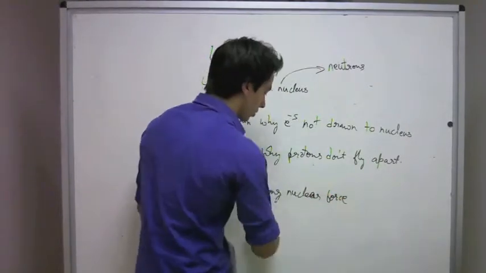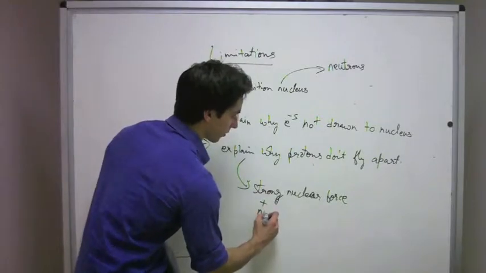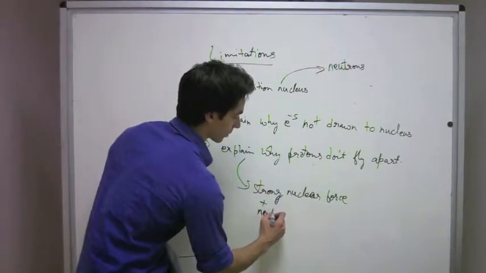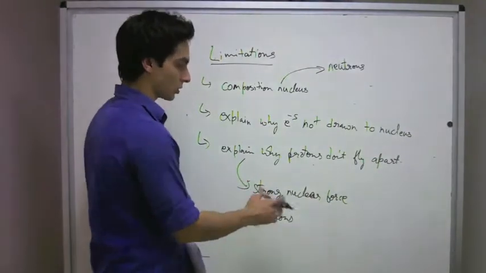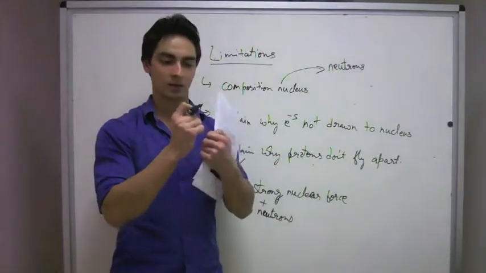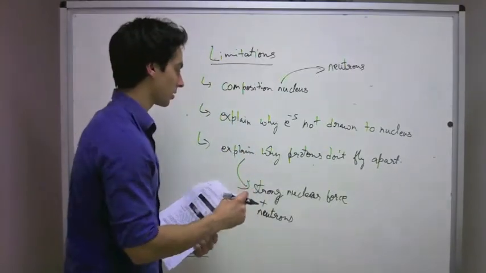Okay. And not only does the strong nuclear force help, also the existence of neutrons. All these, the strong nuclear force and the neutrons, help to bind the nucleus together. How? We will see in a later part.